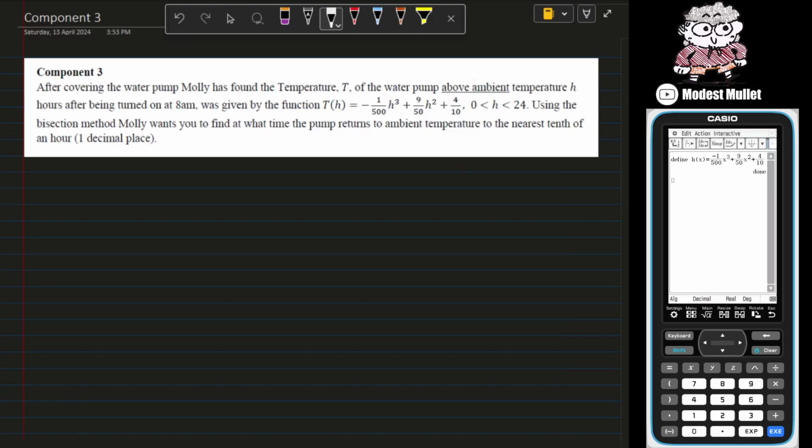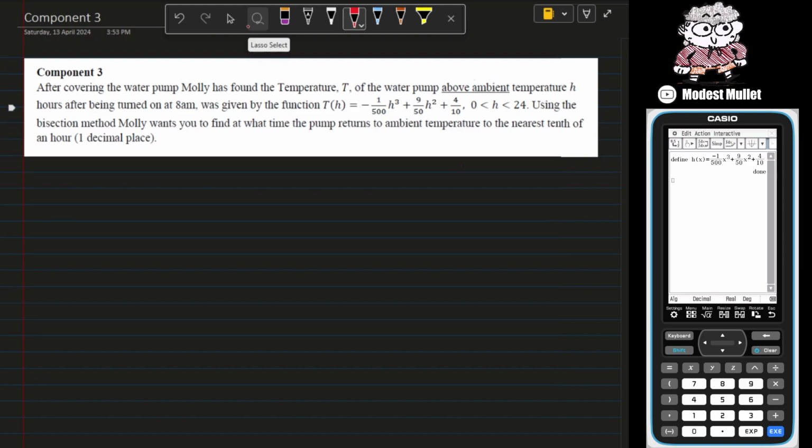Hey team, this video will look at component 3 from the Unit 1 practice SAC on relations, polynomials and functions. I want to start off by apologizing and stating that there was a typo in this. This should have been 1 divided by 100 as the leading coefficient, but we will have a quick look at what it means when it's 500 and go from there.